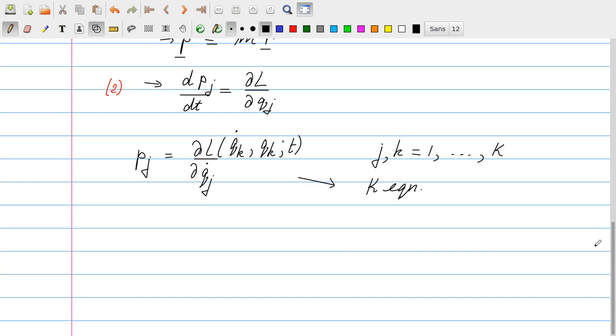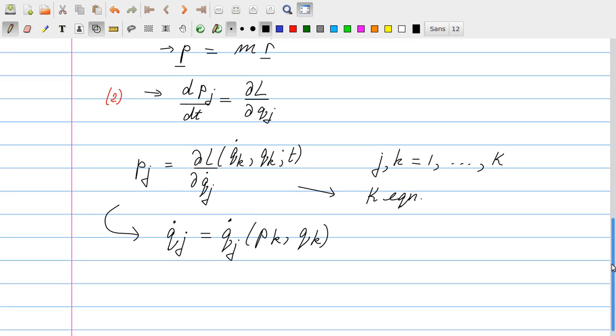And now the idea is perhaps we can invert this equation and write q dot j as a function of the pk and the qk. So somehow we would like to eliminate finally the q dot by writing it as a function of the pk and the qk, and we can use this equation to achieve that goal.